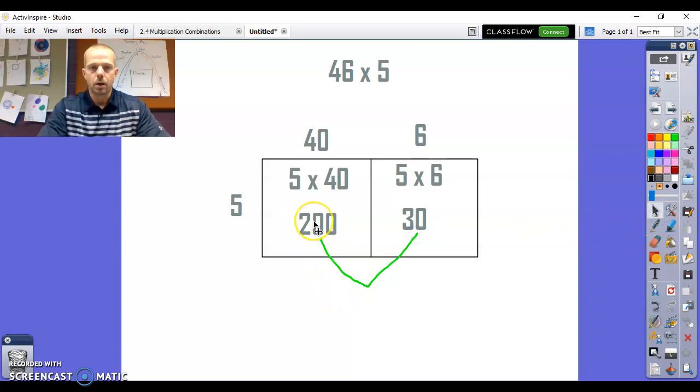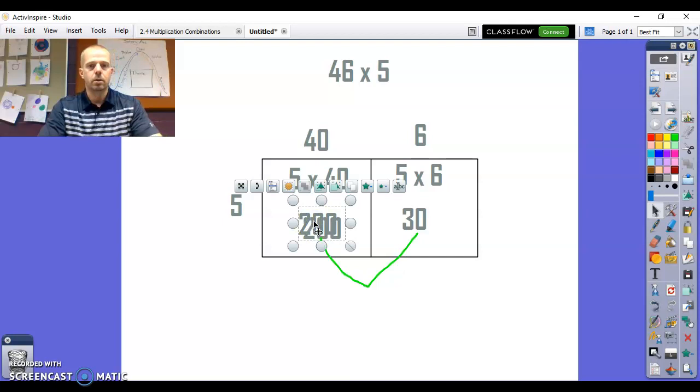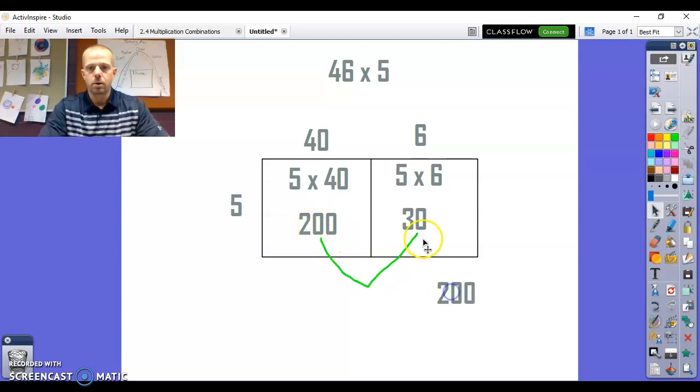So when we add them together, we have to make sure to line them up correctly. So we're going to have our 200 plus 30. So I have to line up my tens place and my ones place. Start in the ones, 0 plus 0 is 0. Tens, 3 plus 0 is 3. And the hundreds place, 2 plus 0 is 2. So our product for the factors 46 times 5 equals 230.